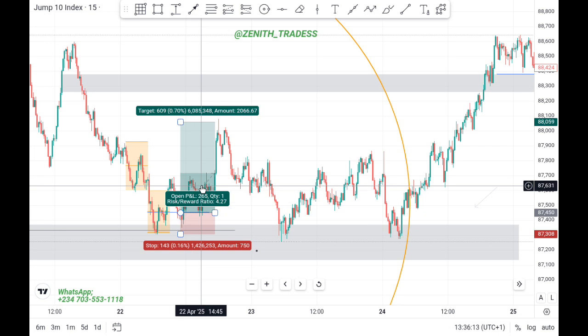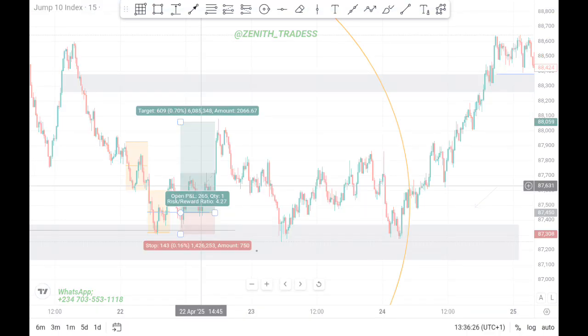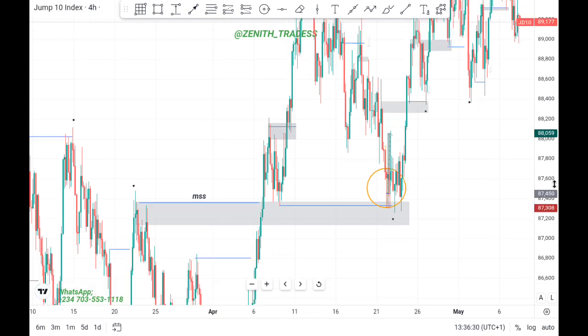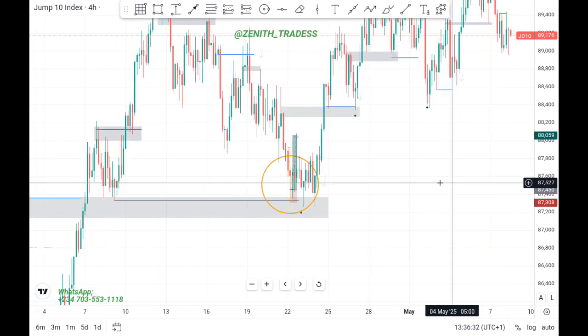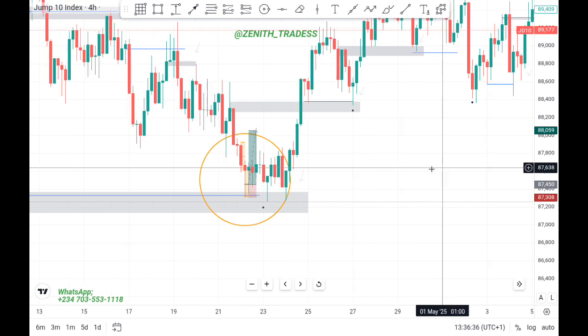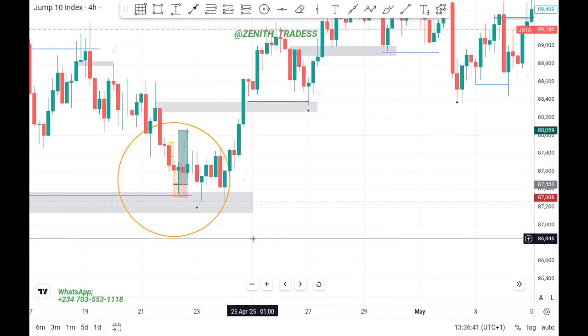Let's go back to 4H and find out about the second CRT that it gave us. So this is how you're going to use the storyline so that when price comes to your entry, your POIs on 4H, the CRT is going to give you confluence, or a reclaim block will also give you confluence. If you don't see CRT, you're going to see a reclaim block. Okay, see the second part.